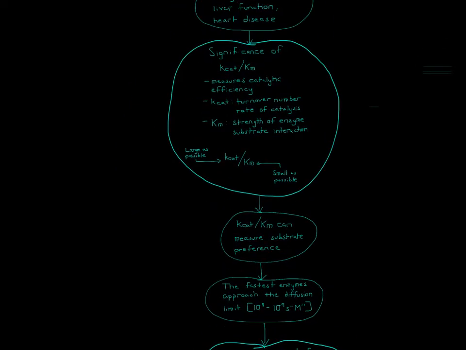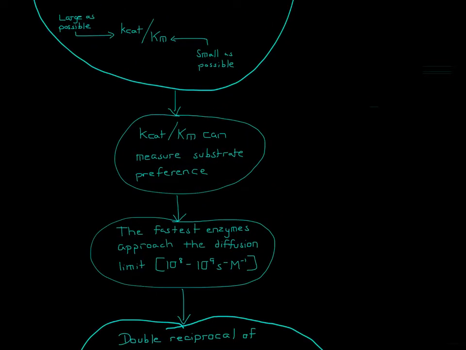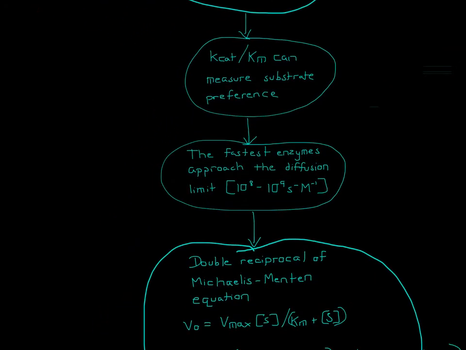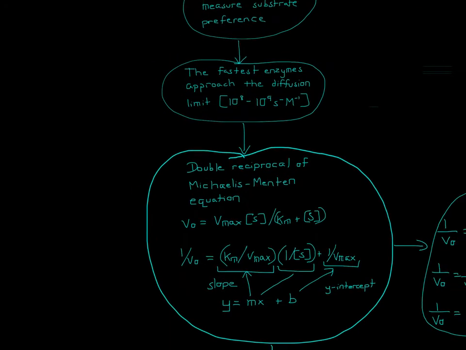Okay, because remember how I said that a lower Km has a higher affinity. Okay, so Kcat over Km can measure substrate preference, right? And then the fastest enzymes, right, the fastest theoretical possible enzymes, approach the diffusion limit of 10 to the 8th or 10 to the 9th, which is pretty fast for an enzyme.